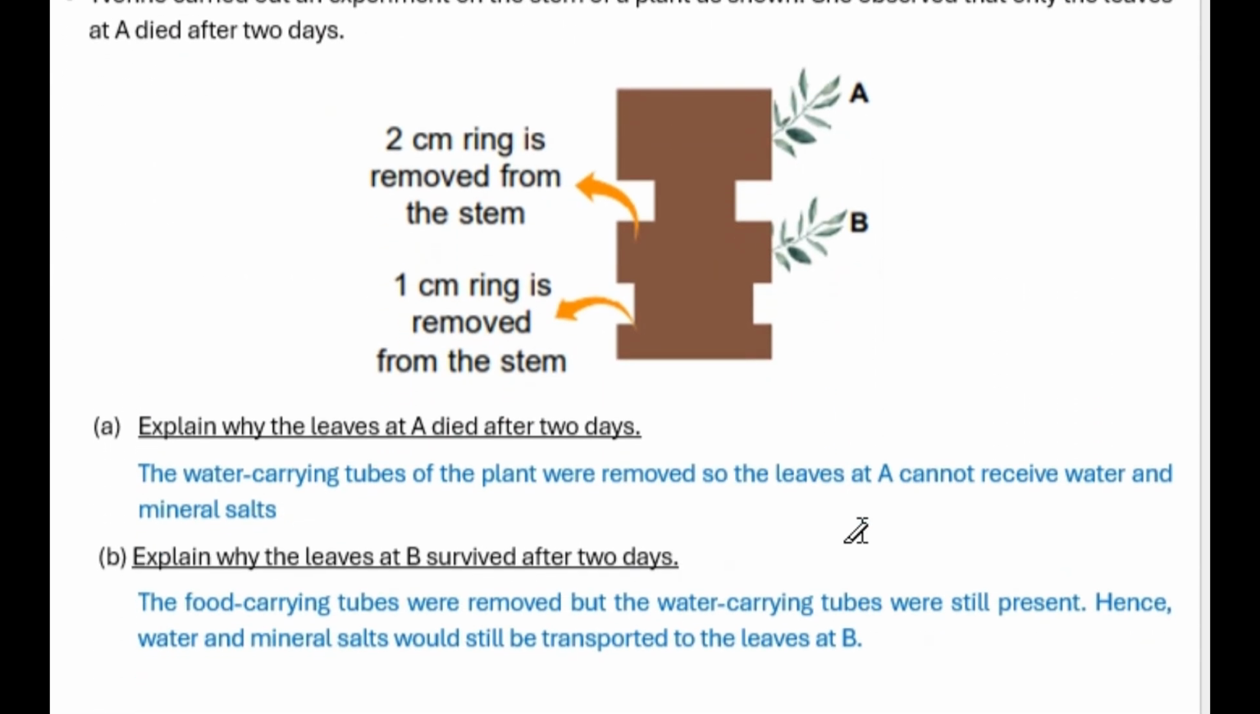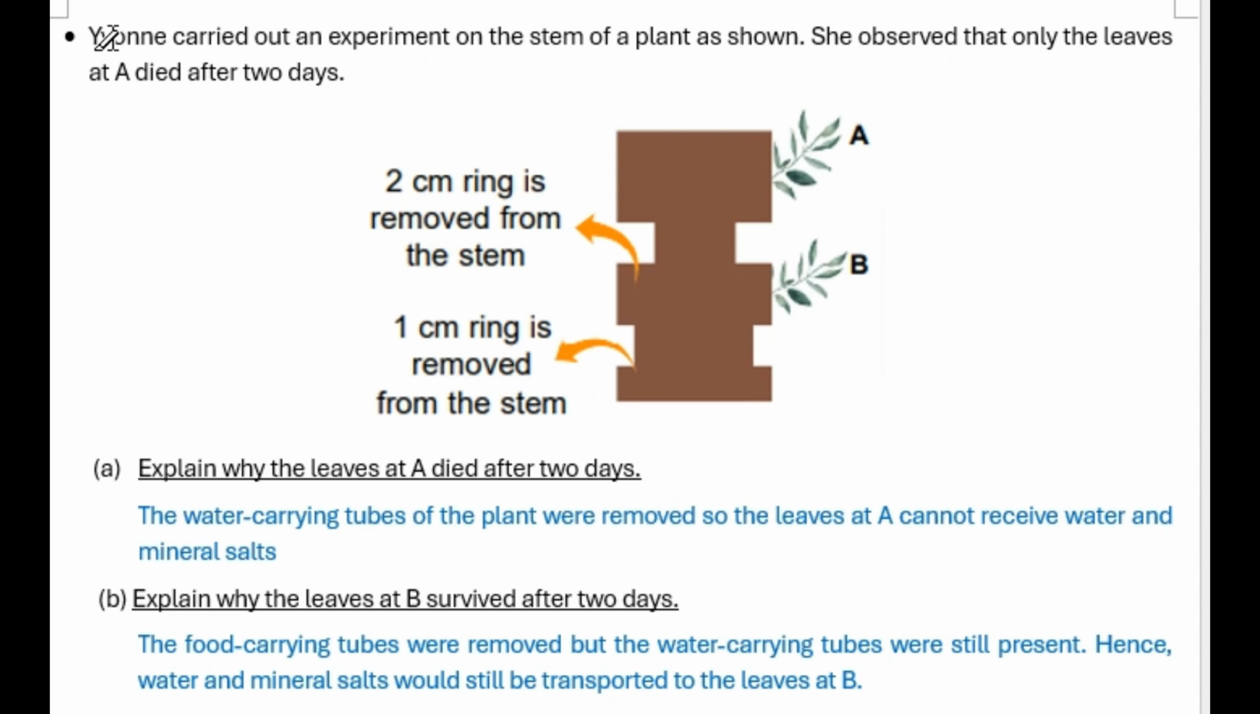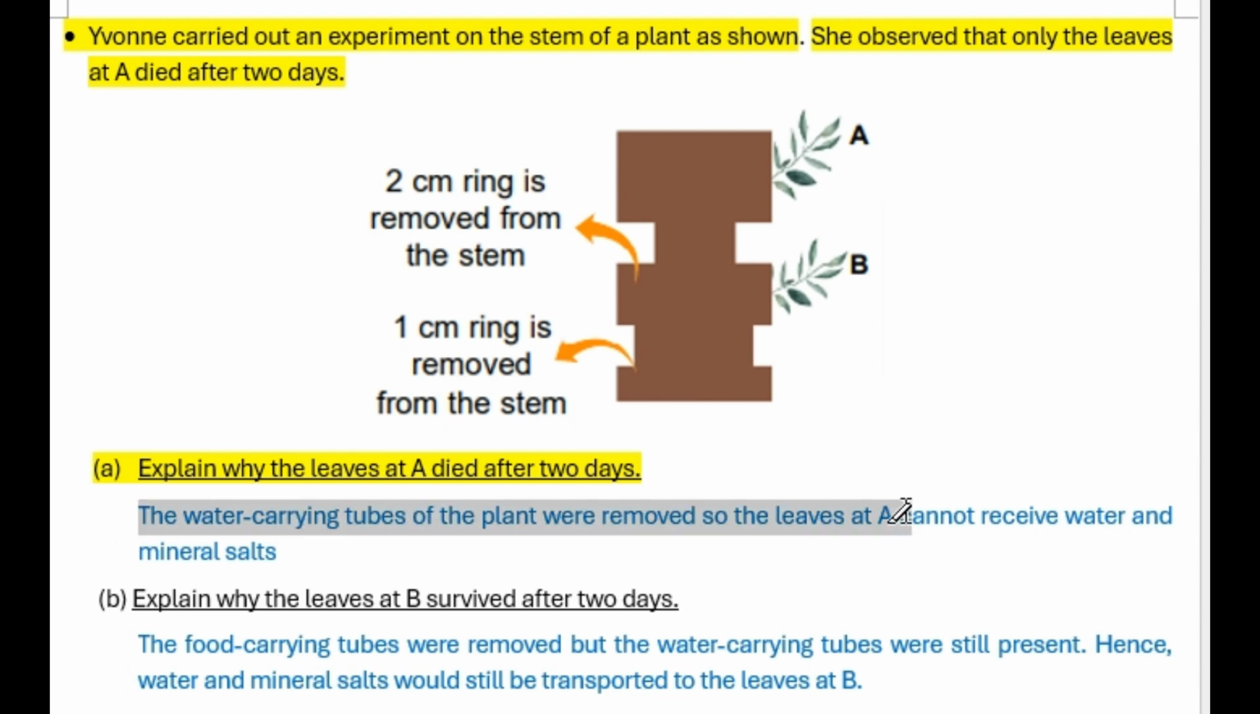Yvonne carried out an experiment on the stem of a plant, as shown. She observed that only the leaves at A died after 2 days. E. Explain why the leaves at A died after 2 days. The water-carrying tubes of the plant were removed so the leaves at A cannot receive water and mineral salts.